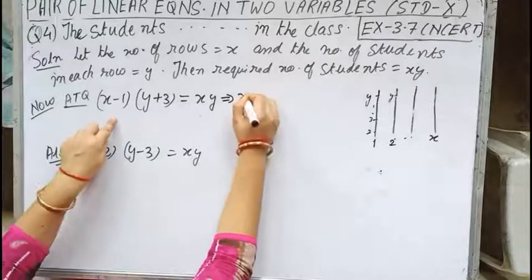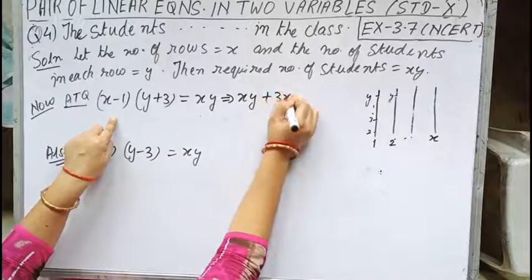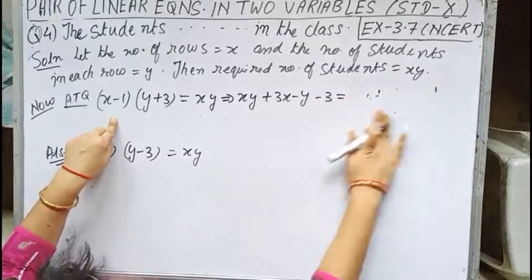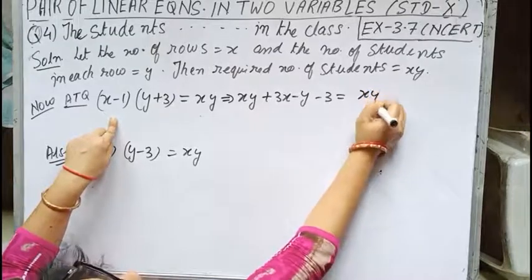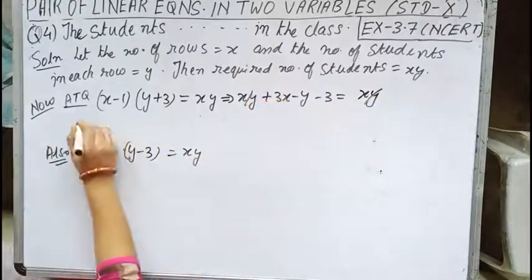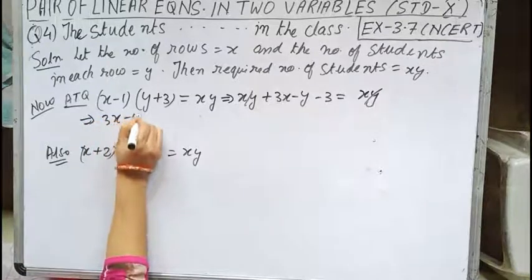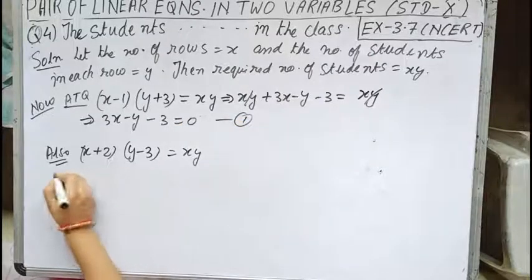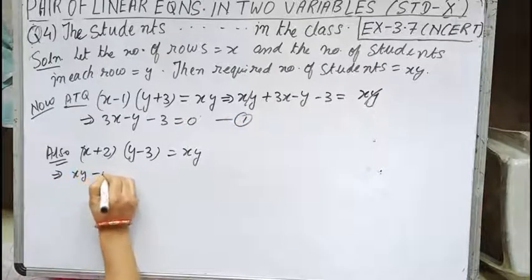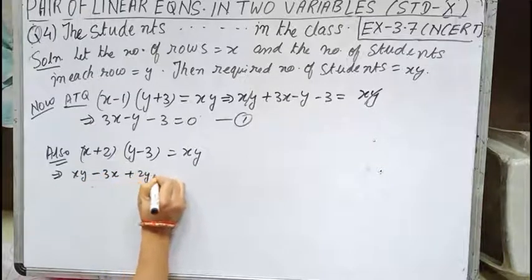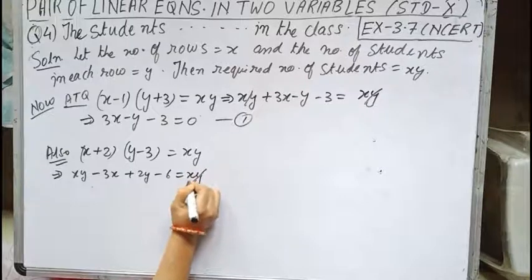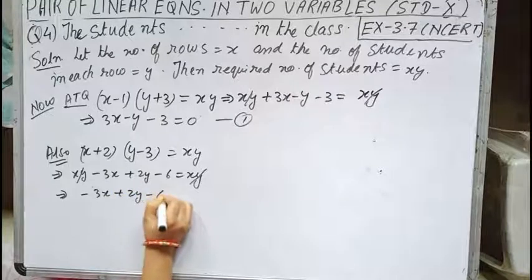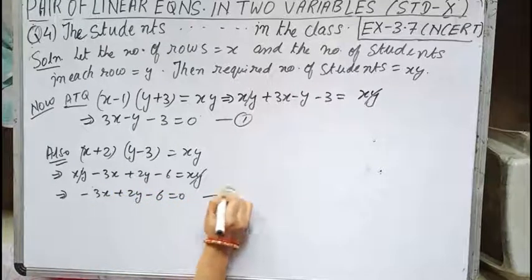This implies xy plus 3x minus y minus 3 equals xy. This xy will be cancelled. So we will be getting over here 3x minus y minus 3 equals 0. This is equation 1. Let us solve this also. Xy minus 3x plus 2y minus 6 equals xy. This xy will be cancelled and we will be getting minus 3x plus 2y minus 6 equals 0. Let us make it equation number 2.